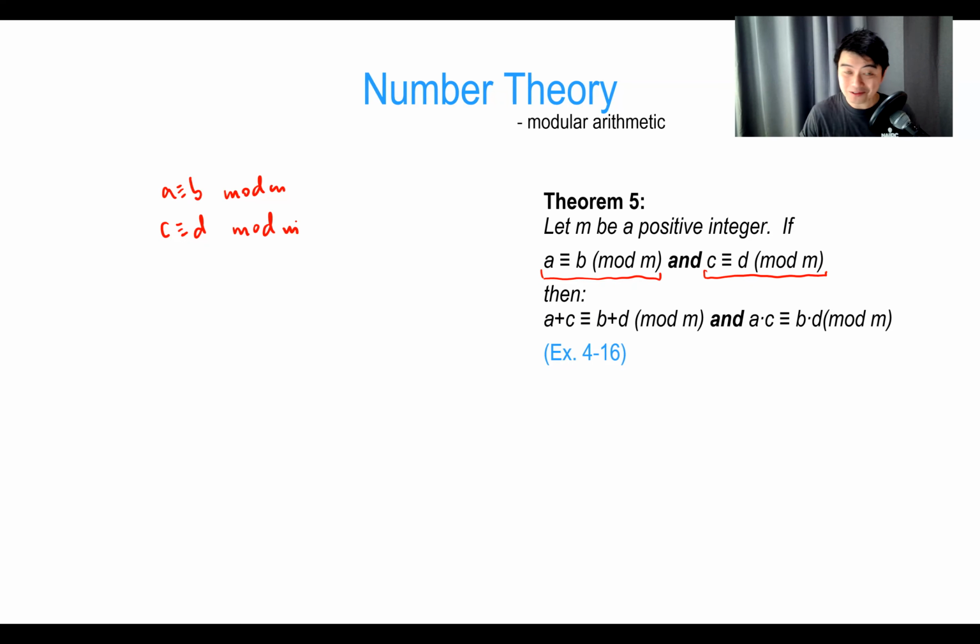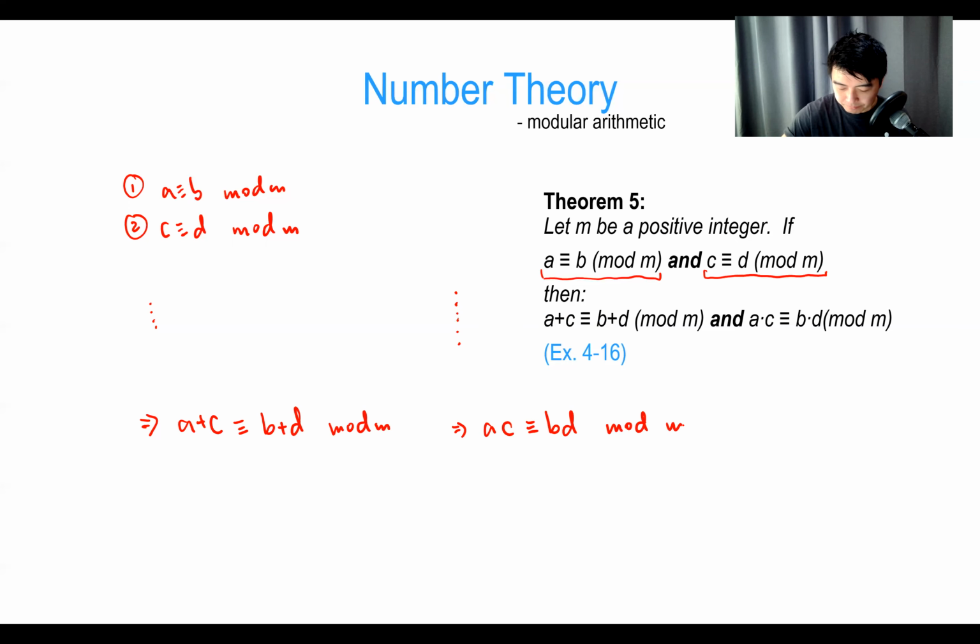Now, what do these mean? Well, what is the definition of these and where can we go from there? What I would do in this theorem is make two separate proofs. If these are your premises, can you conclude that a plus c is congruent to b plus d mod m? And then, in a separate proof, can you prove that a times c is congruent to b times d mod m? Try to do them separately, and I think you have the tools to do this.